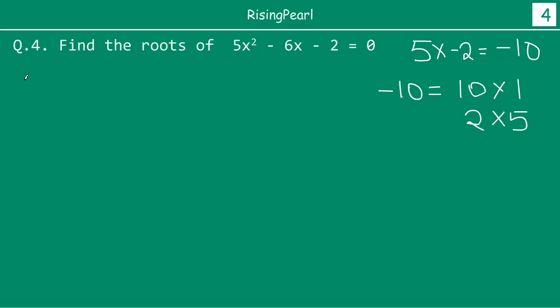So what we get is 25x square. Why did we multiply both sides by 5? So that we can write this term as 5 square. So 5 square x square minus 5 6s are 30 x minus 5 2s are 10 equal to 0. Why 0? Because 0 times 5 is still 0. So now this is our equation.